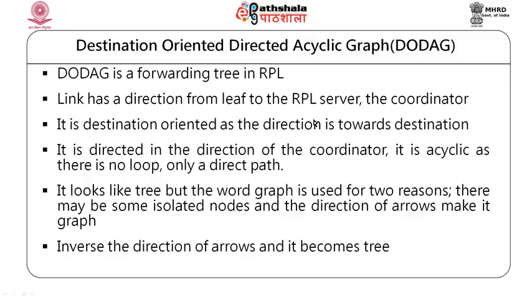Now, we use the word RPL server, that is what I am telling. There are a lot of names given to this, and RPL server is one more name that we have come across now. It is destination oriented, as I said, the direction is toward the destination. It is directed in the direction of the coordinator, and it is acyclic, as there are no loops. It looks like a tree, but the word graph is used, and that is important.